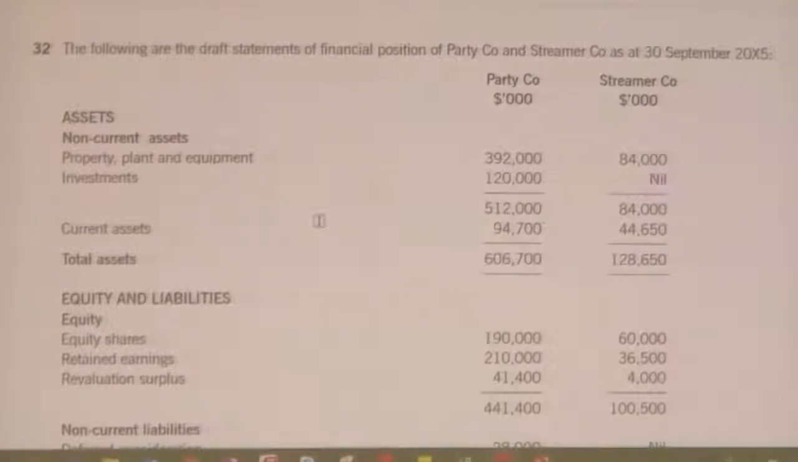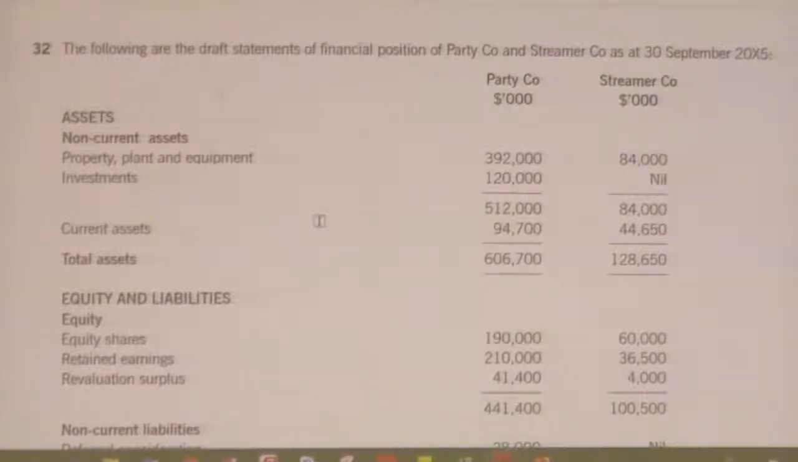The following are the draft statements of financial position of P company and Srima, we call it S company, as at 30th September 2015. P and S balance sheets you have. Non-current assets you have: property, plant and equipment, investments. Amounts are not relevant for us. Why? Straight away we can use them when we prepare consolidated financial statements. And current assets and total assets you have. Equity and liabilities you have.